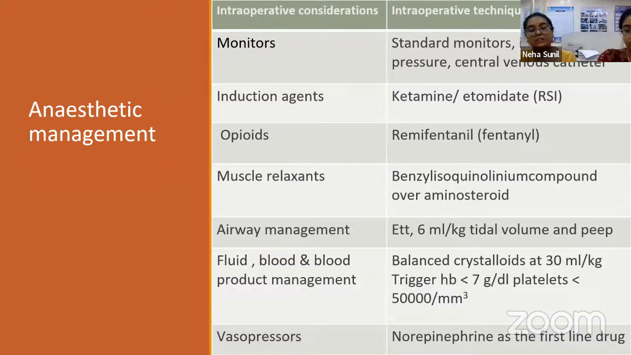For induction, we need to consider that the patient is already hypotensive, and using an induction agent of any sort might aggravate that hypotension because of sympathetic inhibition. So our induction agent of choice would be ketamine, and etomidate can also be used. Now, ketamine is a sympathomimetic, but it does have a negative inotropic action. Its sympathomimetic action might be blunted in an ICU patient as they are catecholamine deficient. But ketamine also has bronchodilatory action. It also has immunomodulatory action. So it still remains the induction agent of choice.